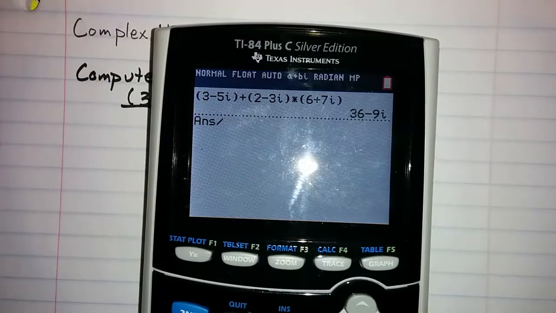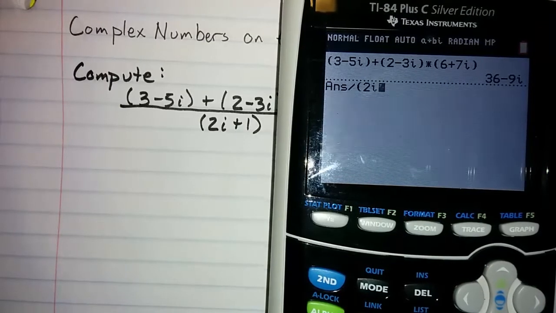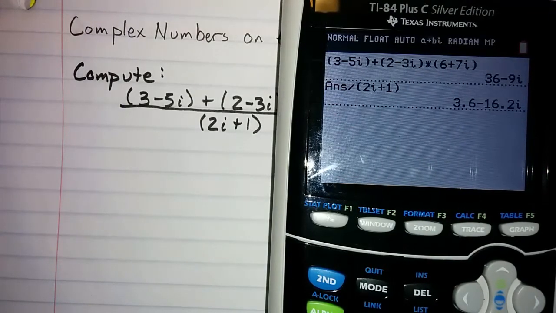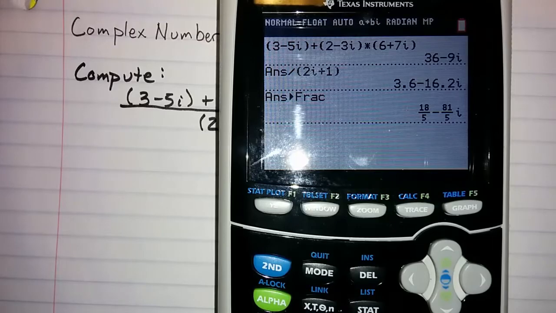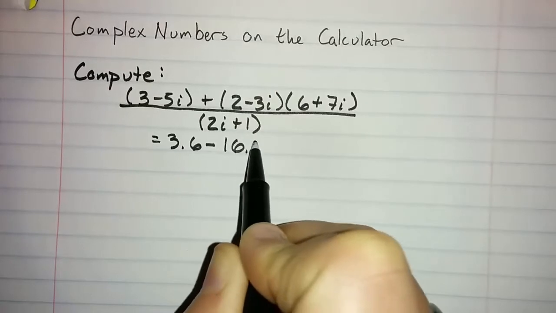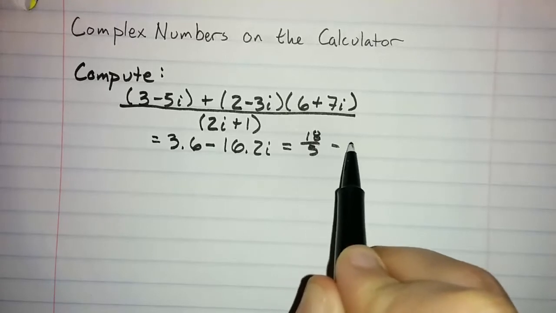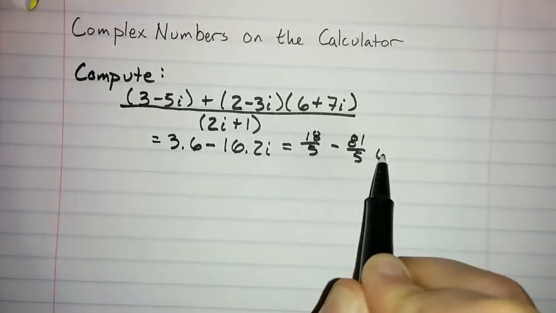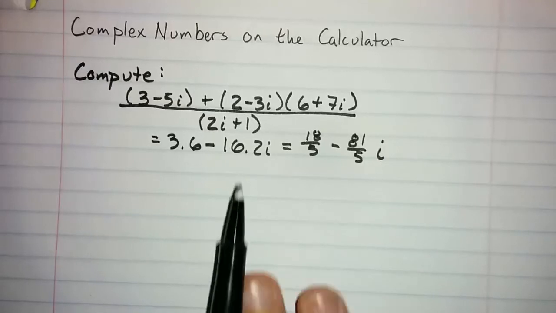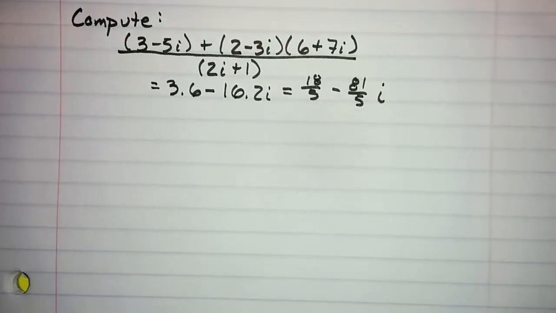And now I'm going to divide that by, what's my denominator? 2i plus 1. This gives it to me as a decimal. If I like fractions, I can tell it to convert to fractions. I get 3.6 minus 16.2i, or 18/5 minus 81/5 i. Notice I haven't told you how to do division with complex numbers yet, but I can tell you what it means, right?